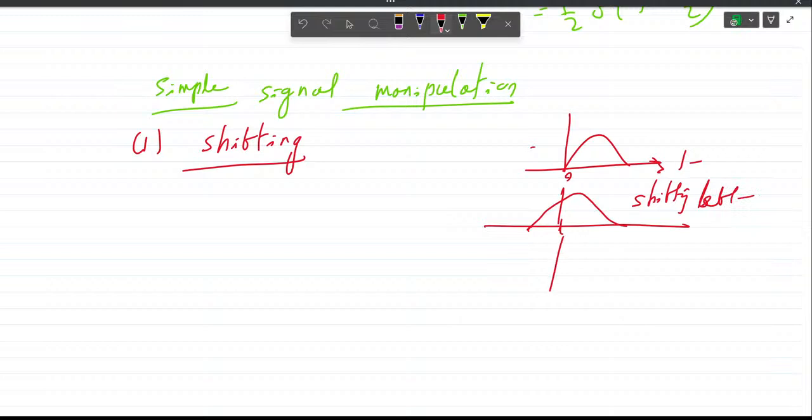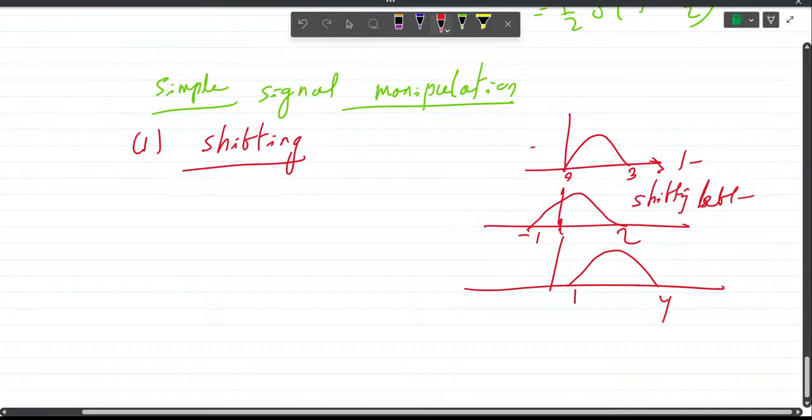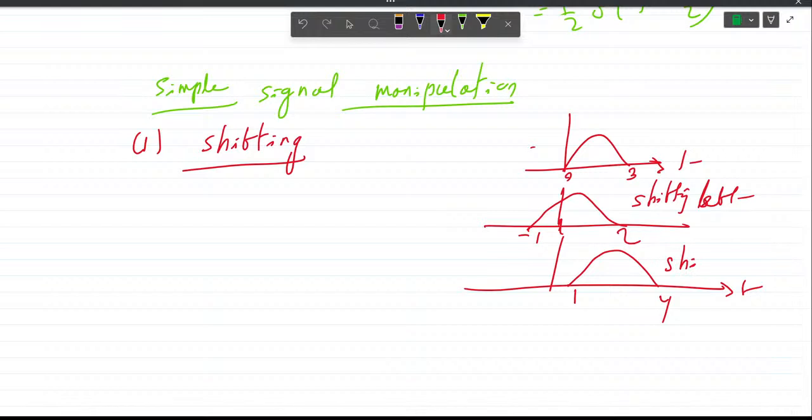If I move the, let's say it's a 0 and this is a 3. So I shift, it is minus 1 and 2 obviously. And if I shift right, so this will be 1 and this will be 4, right? Just shift right. Yes or no? So we will formally define shifting.